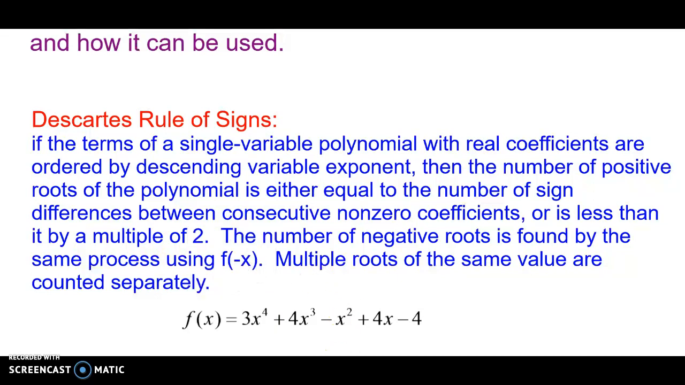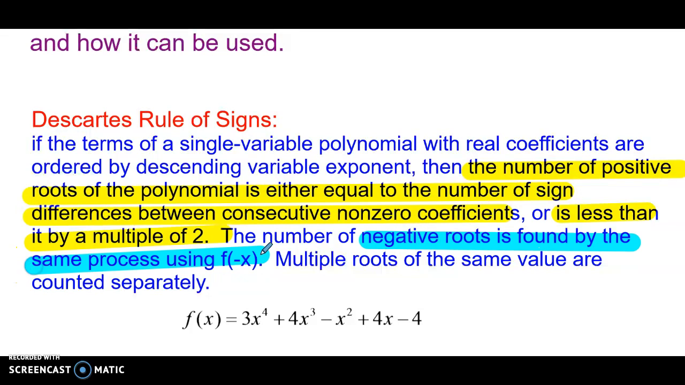And knowing some of you, you're probably like, huh? What? So we'll talk about what this means in a second. I just want to highlight the big thing here. The number of positive roots of the polynomial is equal to the number of sign differences between consecutive non-zero coefficients, or it's less than that by a multiple of 2. Another important takeaway is that the number of negative roots is found by the same process using f of negative x. Multiple roots of the same value are counted separately.